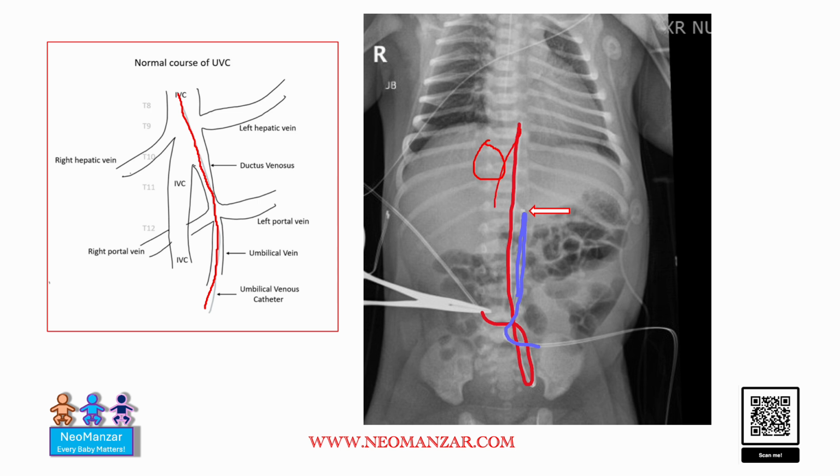Like I said, this is the aorta, and this is the umbilical artery. So basically the answer is that this is an umbilical vein. I hope this small presentation helps in understanding the positioning, the course which the umbilical venous catheter goes through.